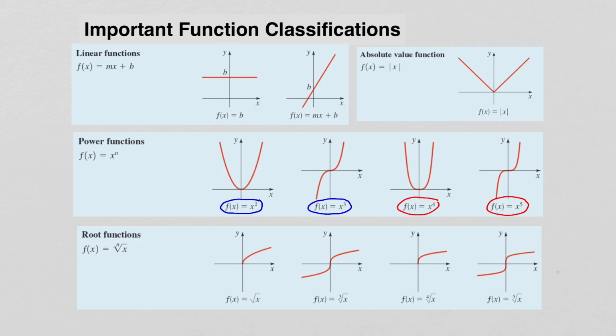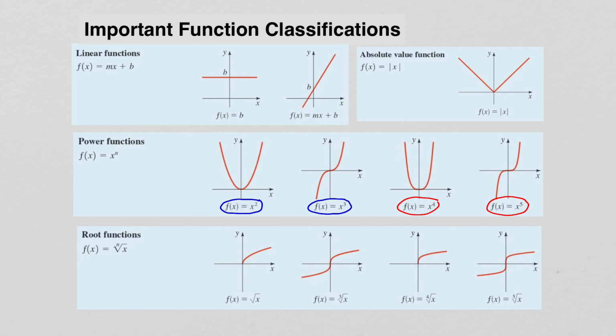And then you should also notice that x to the third power and x to the fifth power look kind of similar to each other. And that's because those powers are odd powered functions, okay? So what we're talking about here as a general classification is the classification of power functions. And that's simply f of x equals x to the n power, where n is a positive integer.